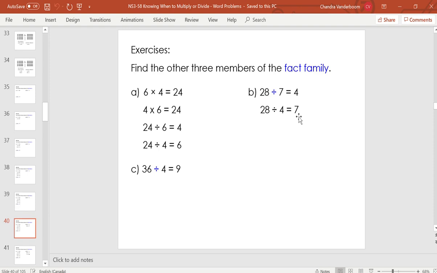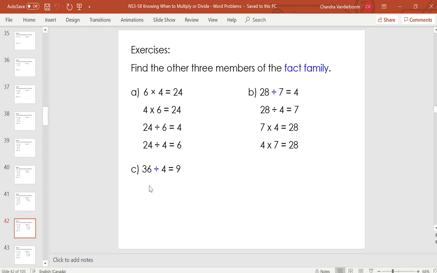Now we need to make our multiplication facts. And remember, all we need to do is read it backwards. So 7 times 4 equals 28. And 4 times 7 equals 28.